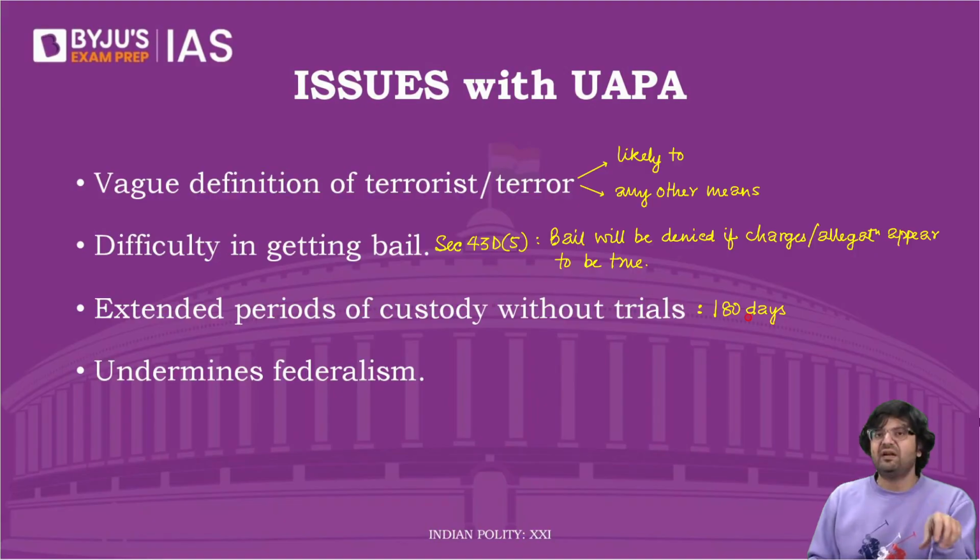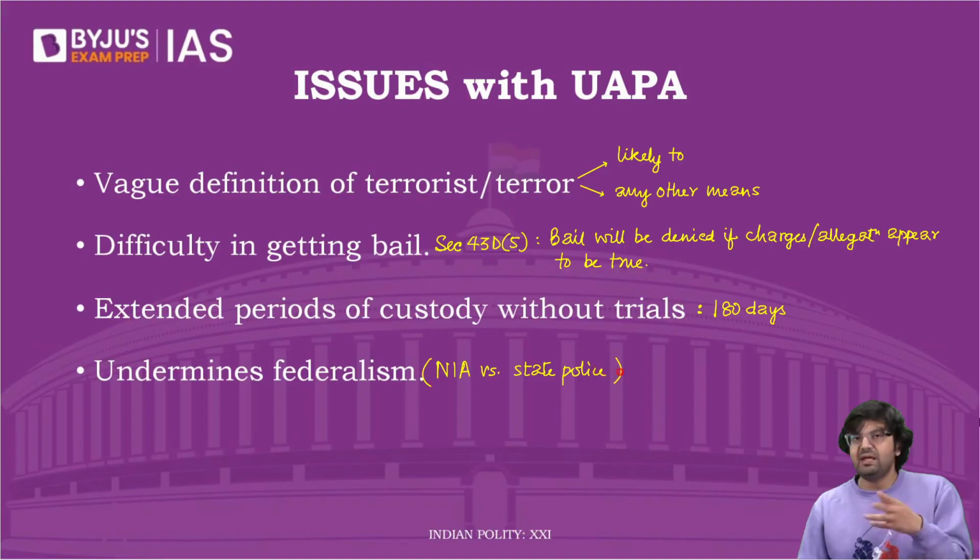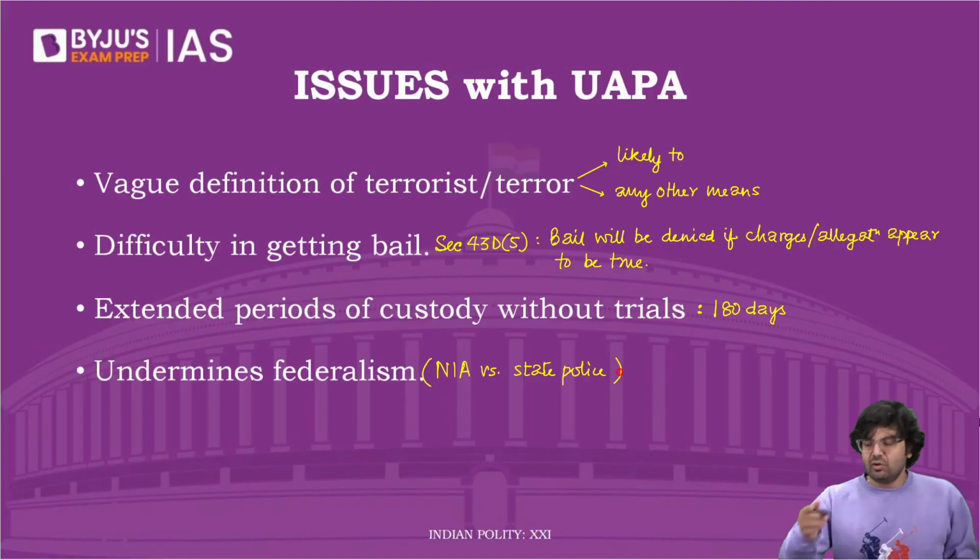Then it undermines federalism. Why? Because in cases of terrorism, NIA gets the authority to inquire. The National Investigating Agency, NIA, which is a central body, gets precedence over the state police. Law and order and public order is a state-list subject. But the center has made a body called NIA and has given it the power to look into terrorist activities. And beyond that, one more thing.